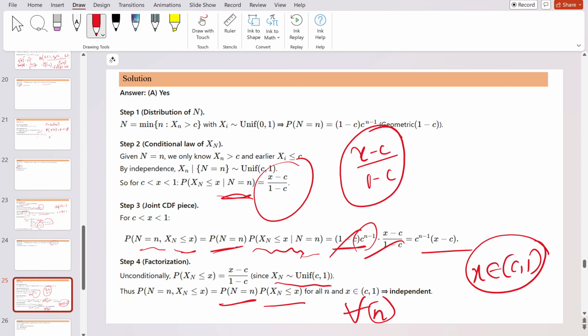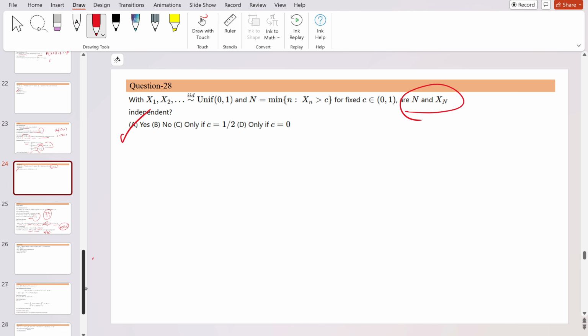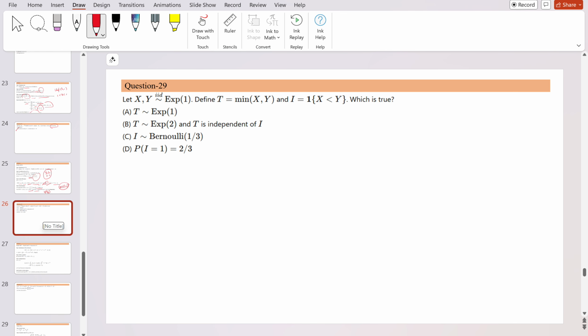So if both terms are equal, they are considered independent. The question is asking whether N and X_n are independent. So yes, it is independent. Try to solve this problem. Next problem.